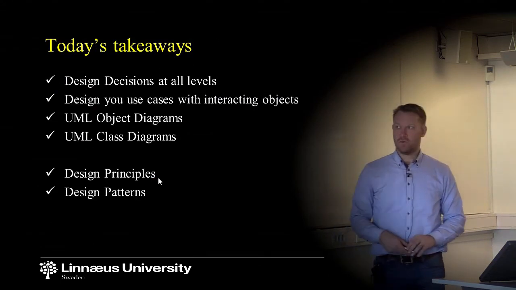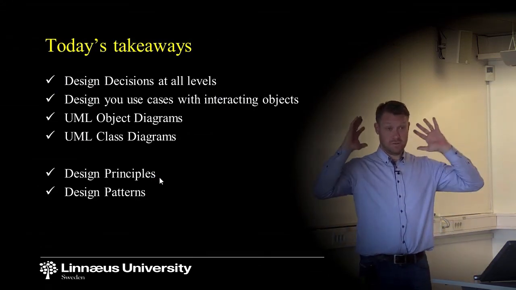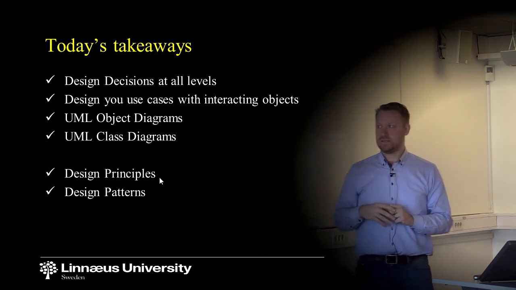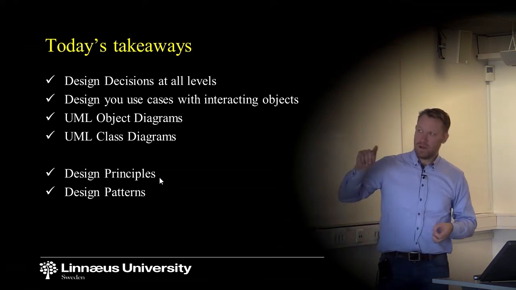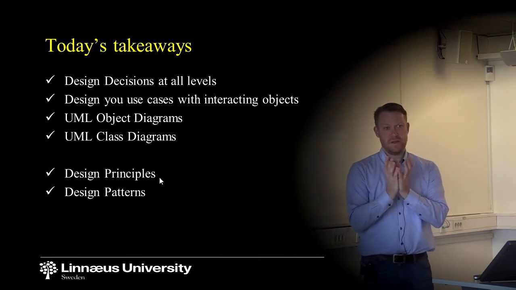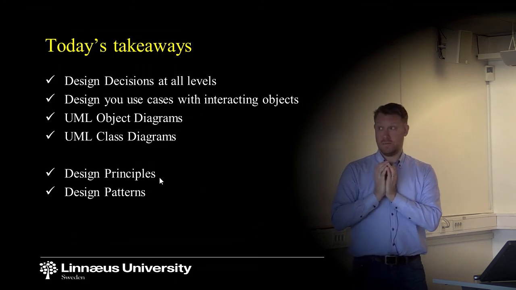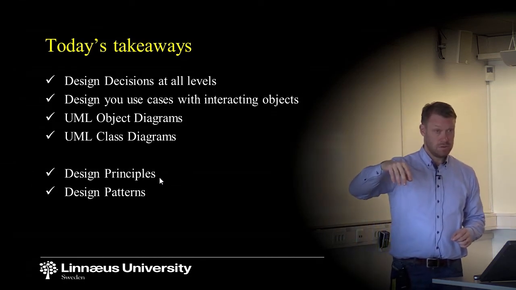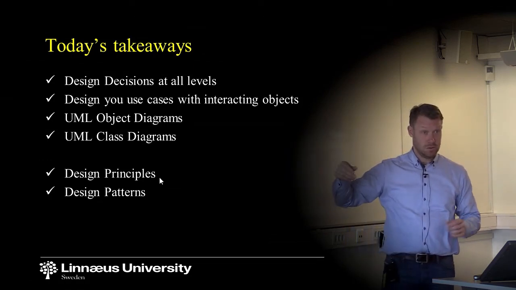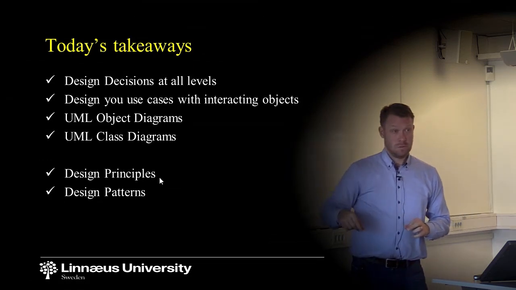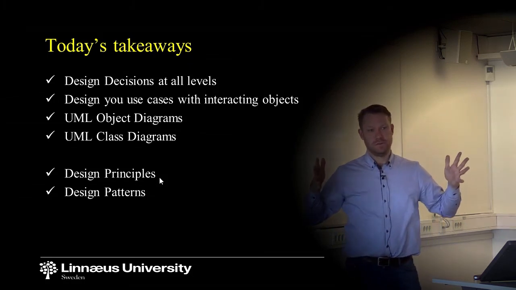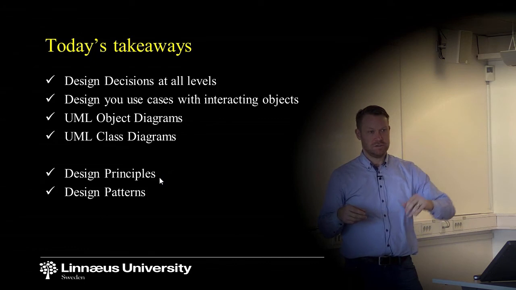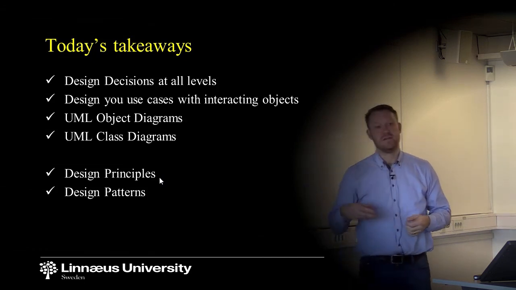So, today's takeaways. Design decisions at all levels. Remember to ask yourself the design questions and come up with answers. On this level, we're talking about use cases implemented by means of objects and interacting objects. We describe objects using object diagrams, for instance, the sequence diagram. There are others, communication diagrams, robustness diagrams, also variants of object diagrams. And then we have the class diagrams that capture our descriptions of classes of objects and their associations, their inheritance, interfaces they implement, etc.